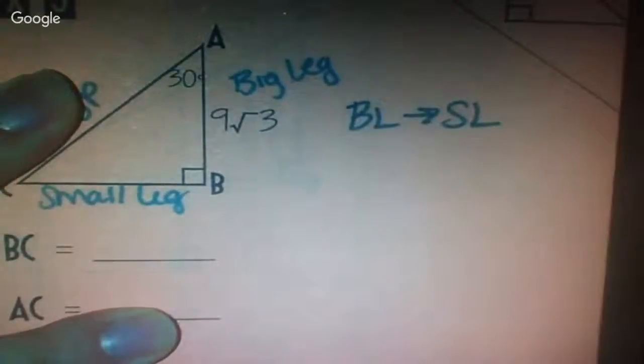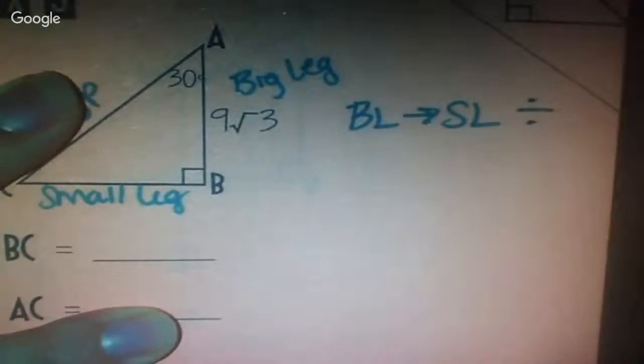All right. So again, if you don't start with the small leg, we must go to the small leg first. So we're going big leg to small leg, which means we're doing what? Dividing. What's my rule? Big leg, small leg relationship. Square root of 3.